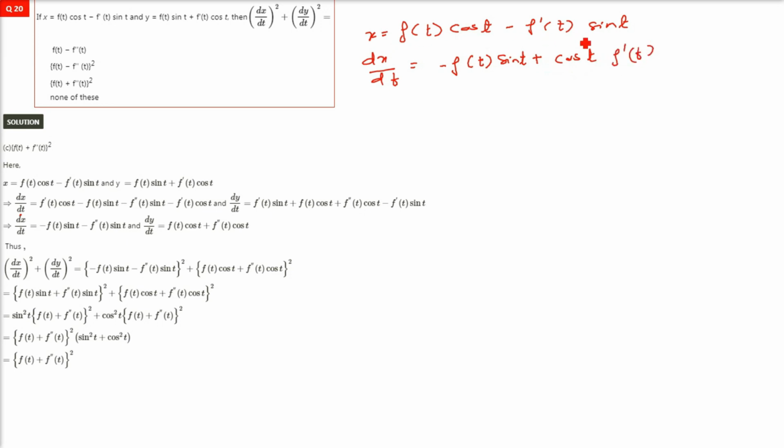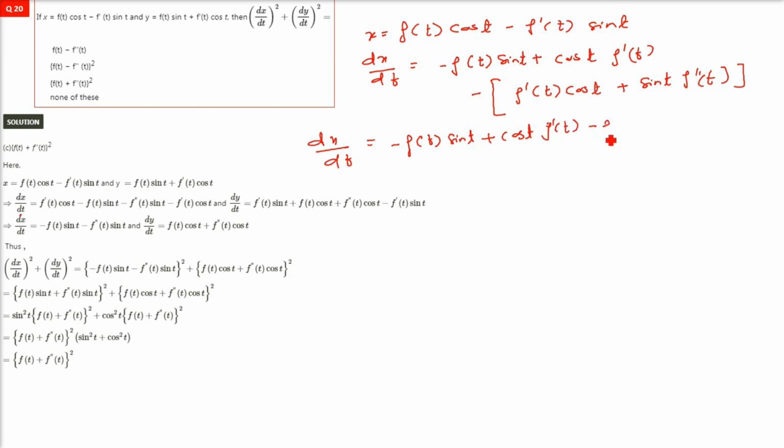Then we have the second term, and it has two functions, so it will be under the negative. So f'(t) stays like this, sin t will give cos t, then plus sin t will remain like that, and f'(t) will become f''(t), because the differentiation is f''(t). Now let us open this. dx/dt will be, there will be certain cancellation here: minus f(t) sin t plus cos t f'(t) minus f'(t) cos t minus sin t f''(t). So what is the cancellation here?